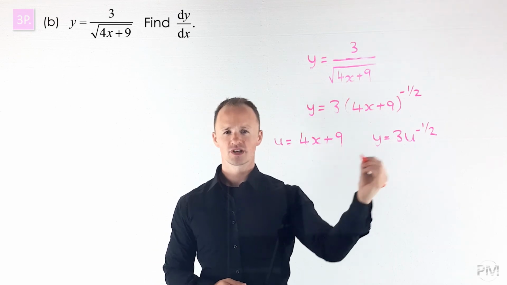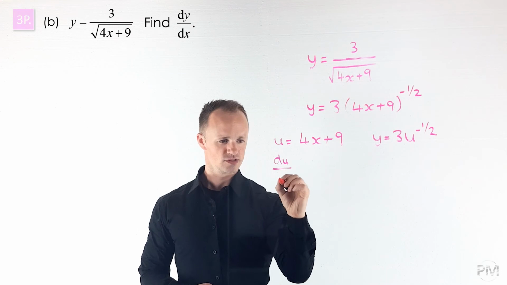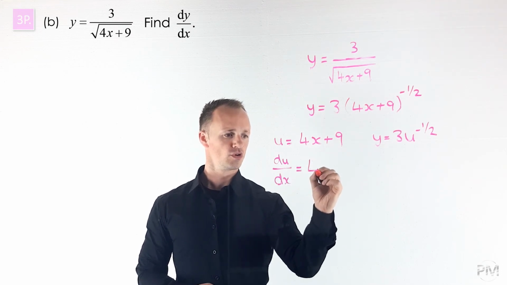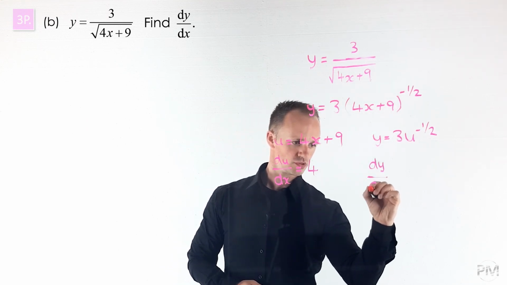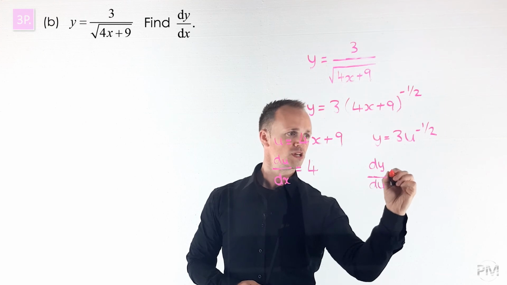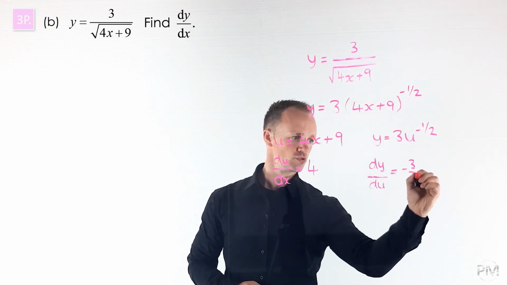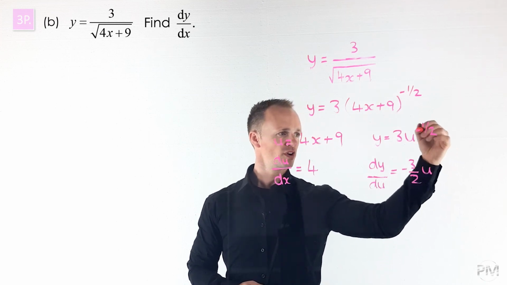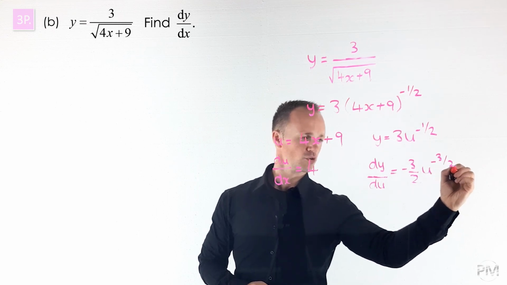From here we can differentiate both of these functions. So du by dx is going to give us 4, and dy by du is going to give us 3 times negative 1/2 is minus 3 over 2. And then we've got u to the power of minus 1/2 take away 1 is minus 3 over 2.